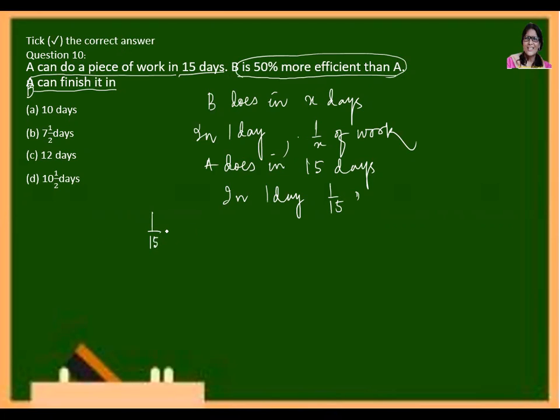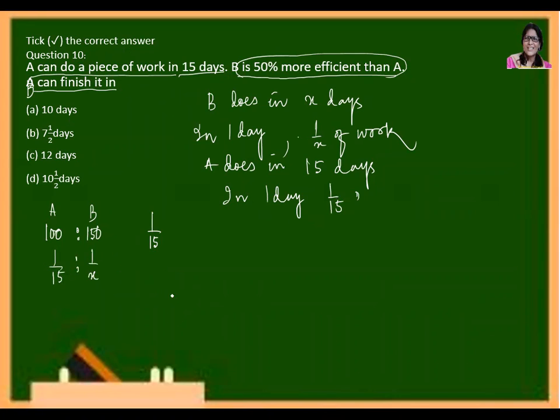You will take efficiency 50% more than A. That means if A is 100, then B is how much? B is your 150, 50% more. So when A is 1 by 15, B is your 1 by X. A is 1 by 15, B is 1 by X.